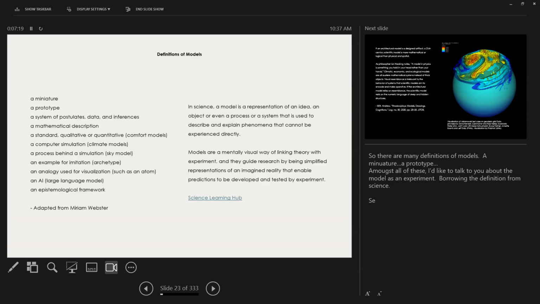And what I want to talk about is this other version of a model, the model in science, which is a mental or visual way of linking theory with experiment. The model really as an experiment. That's what I feel is interesting. The model as something that you test an idea with and you learn something from.